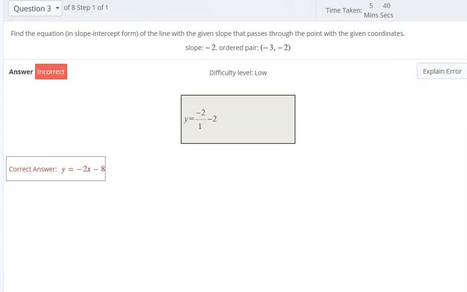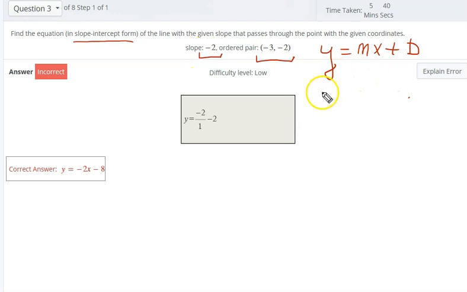Let's go on. All right, I've changed students here, gone to someone else. Again, we just did one like this, but let's do another one. Here, they're asking us to find an equation in slope-intercept form. So that would be y equals mx plus b.